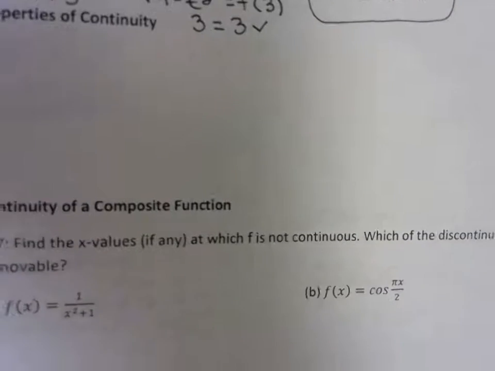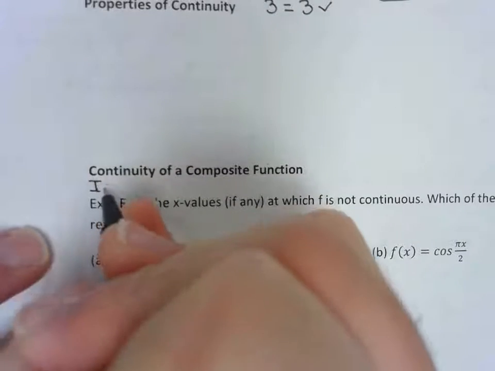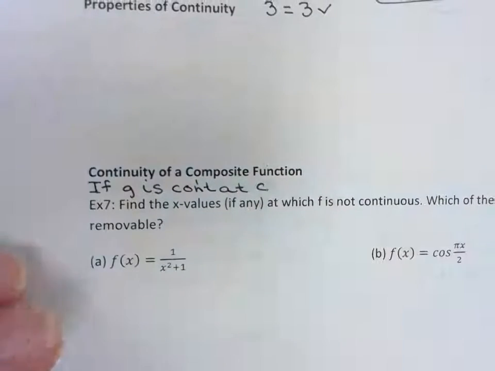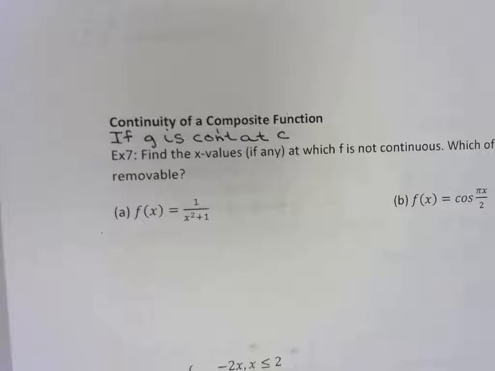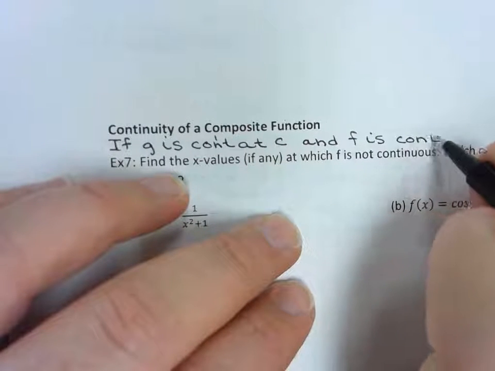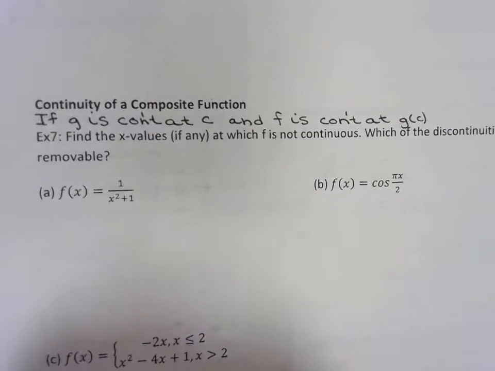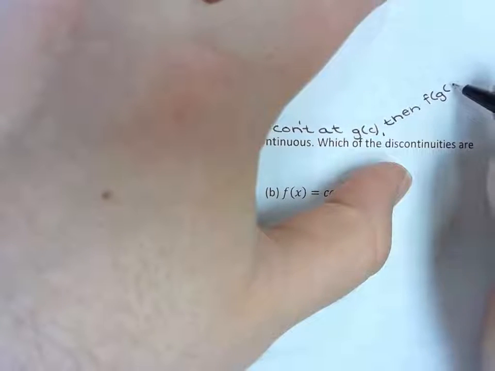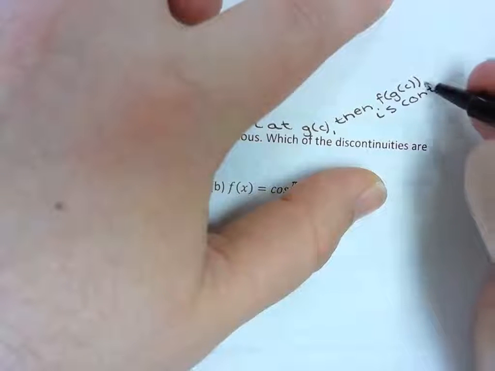Okay. Let's look at continuity of a composite function. Let me just write this down real quick. If G is continuous at c, so g is just a function, and we usually deal with f and g for composites, and f is continuous at g of c, then the composite function f of g of c is continuous at c.